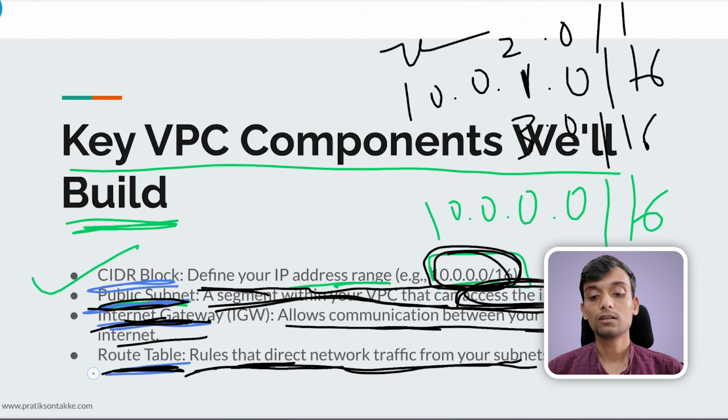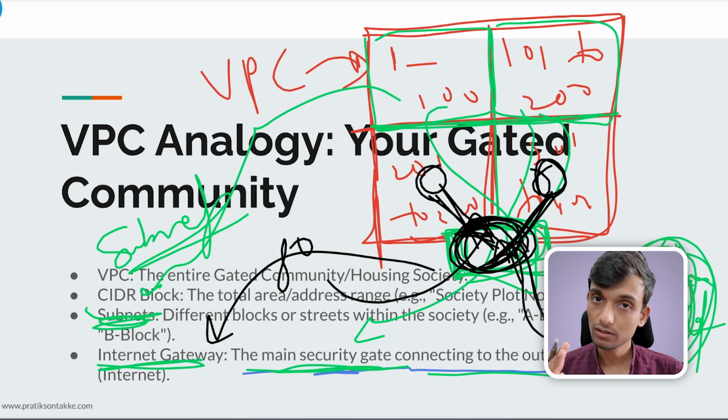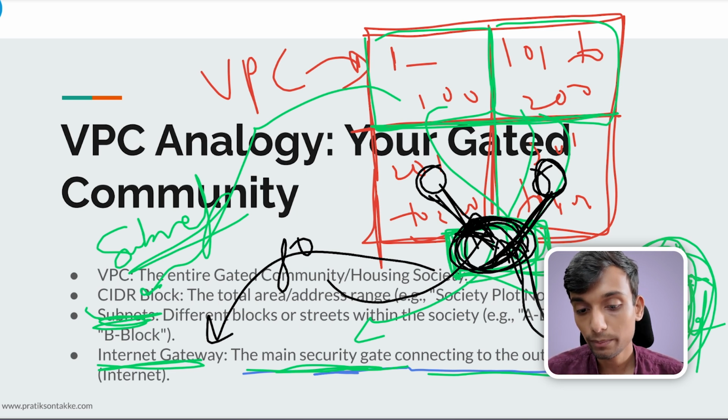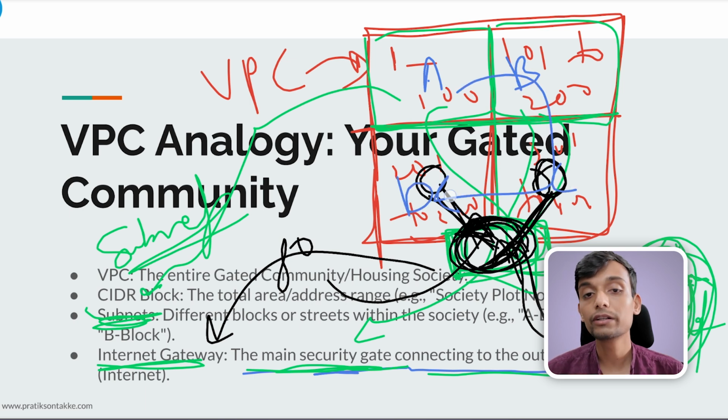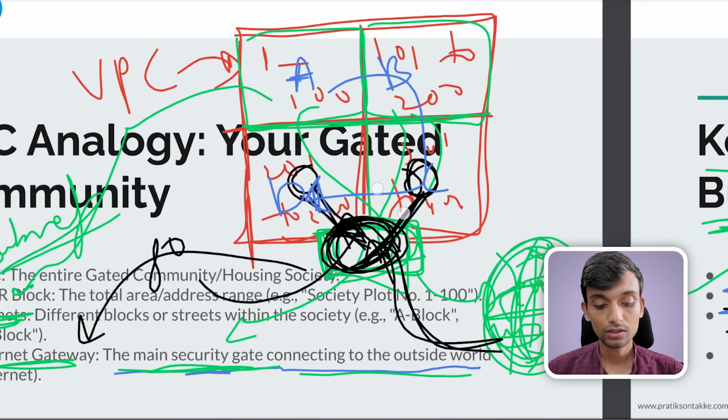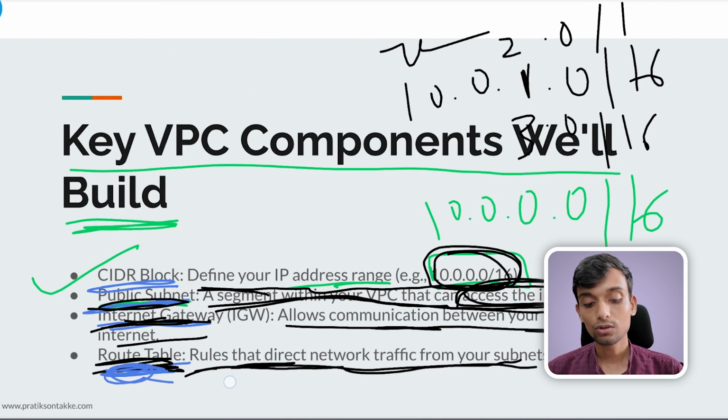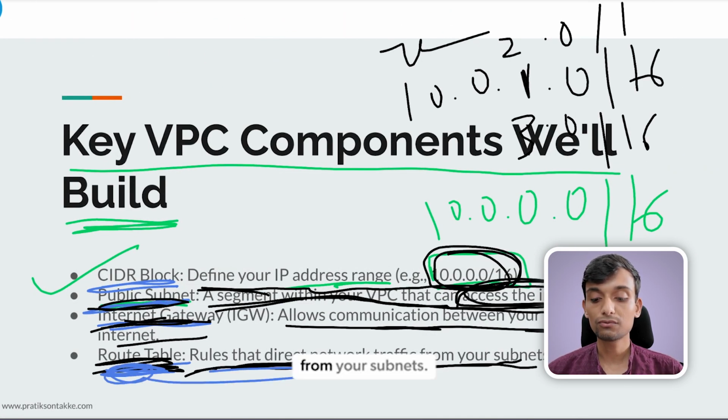What is a routing table? How your traffic flows inside your building, right? Let's say you want traffic to flow from A to B, B to C, and C to D. So this is the flow. How will you decide that the traffic goes this way only? Because of routing tables, right? These are rules that direct network traffic from your subnets.